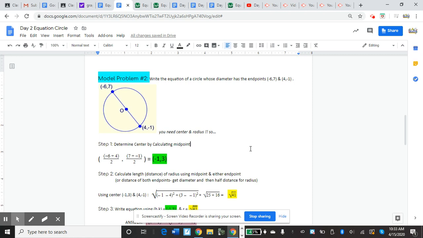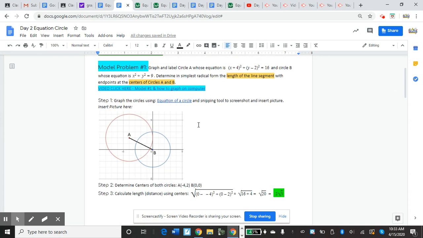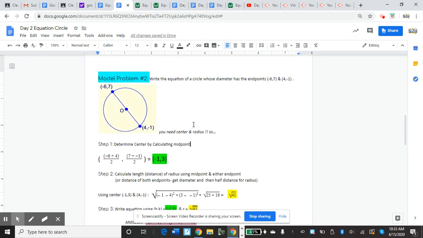So this video is going to be for model problem number 2 for the equation of the circle on day 2. When I do this model problem, it's a little bit different than model problem 1. Model problem 1 asks you to graph. Model problem 2 gives you the circle. It gives you the endpoints.